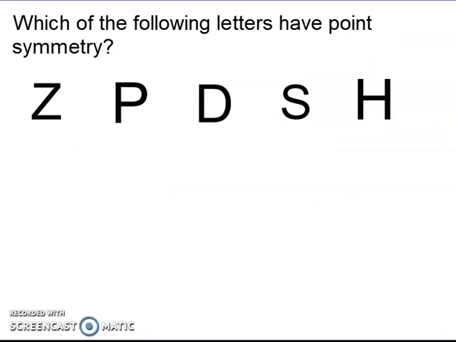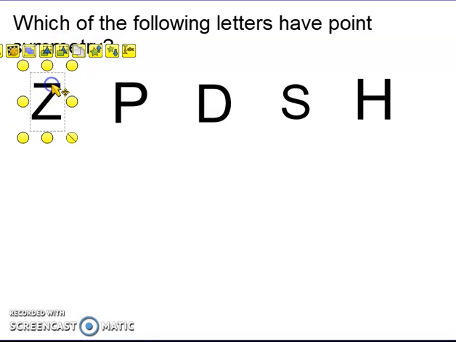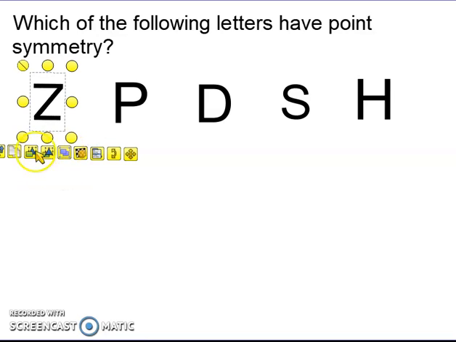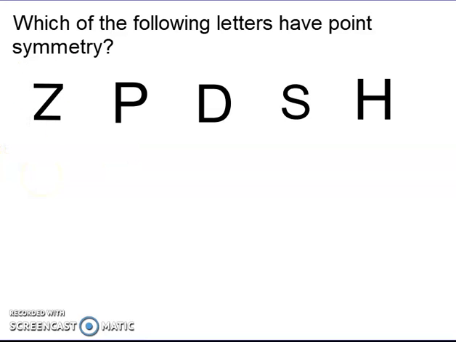Now, which of the following letters have point symmetry? Well, what I'm going to do is rotate each of them. And on the test, I know you can't pick up your Chromebook. I know you can't turn the screen. Draw it on your paper and try rotating it. If I rotate the letter Z, well, that looks like an N, but that looks like a Z. And if you notice, my taskbar is at the bottom. So, the letter Z does have point symmetry.